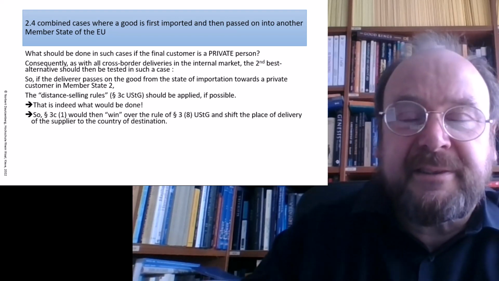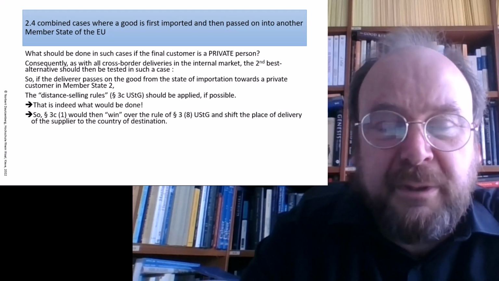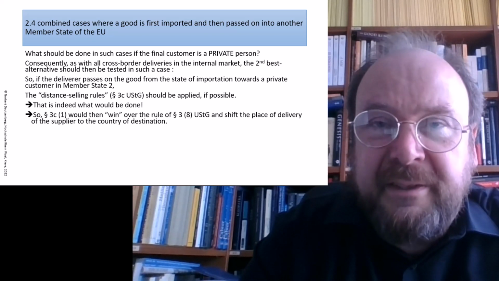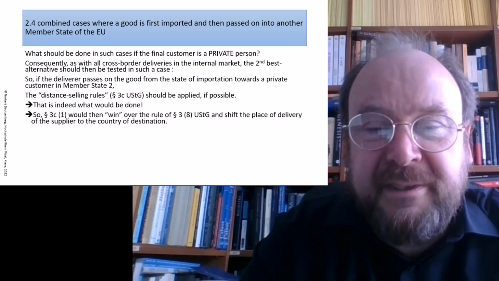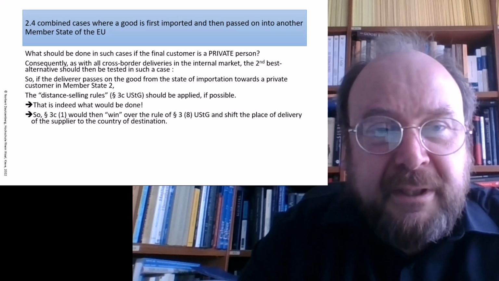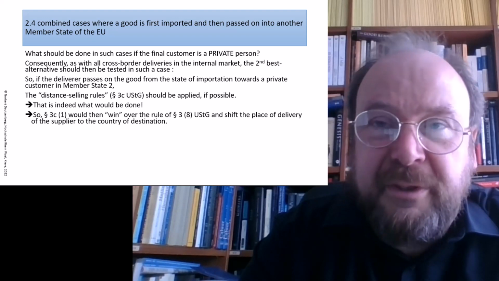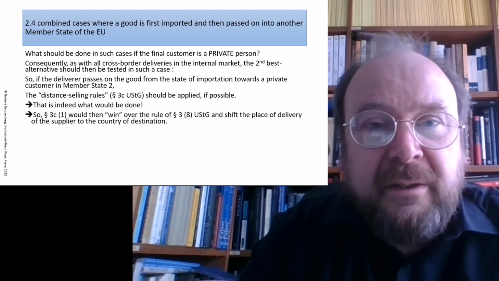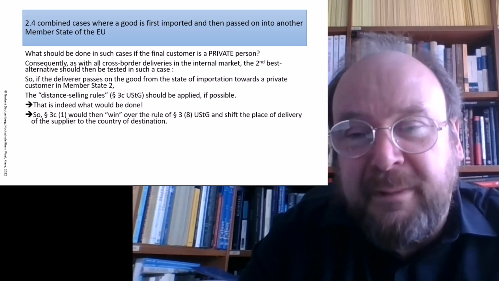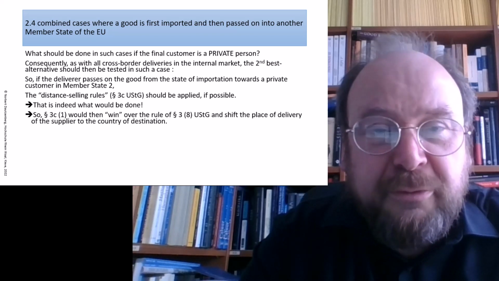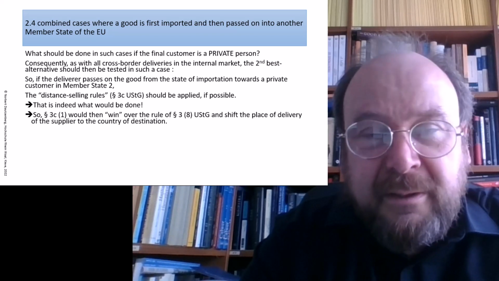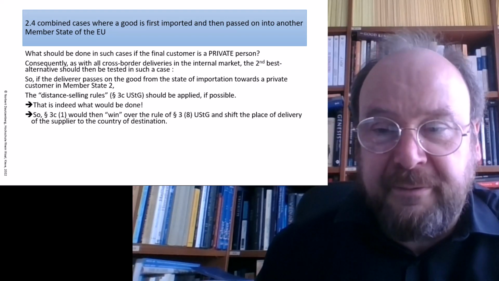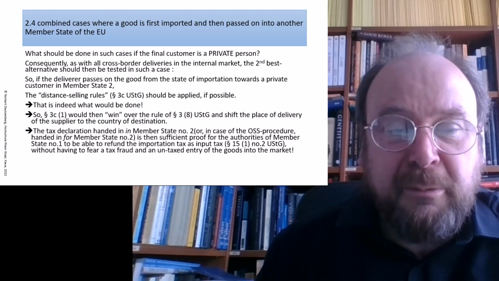So 3.8 is no longer in play. It is overruled by 3c.1. And so you have to shift your tax, to hand in your tax declaration in the country of the customer. Now, if somebody wants to track what you did with the goods which you imported, showing the authorities of member state 1, the tax declaration which you handed in member state 2 should be sufficient proof of what happened with the goods and that you thoroughly and correctly fulfilled your fiscal obligations in the common market.